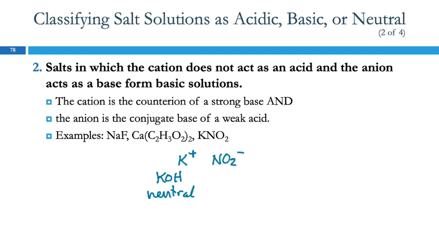Here we have NO2 minus. Its conjugate would be HNO2. Is this a strong acid or a weak acid? That's a weak acid. So can this act as a base? If this is weak, this is also a weak base. So this can act as a weak base.